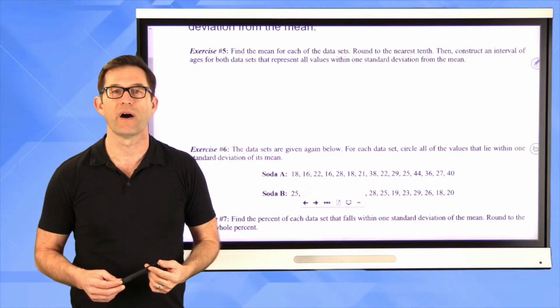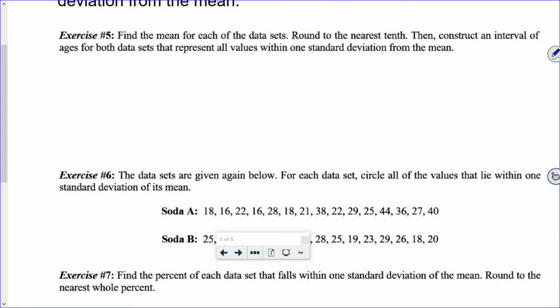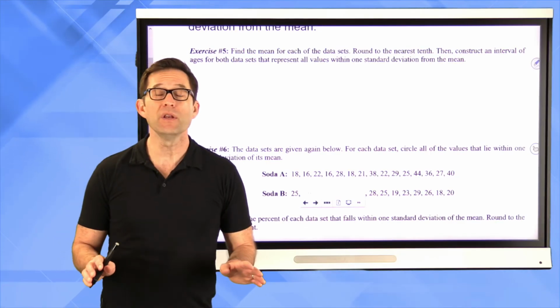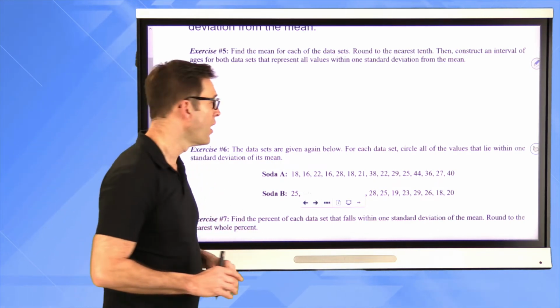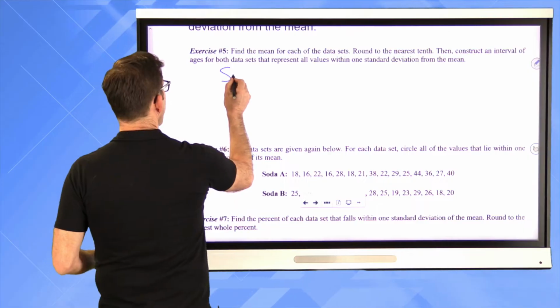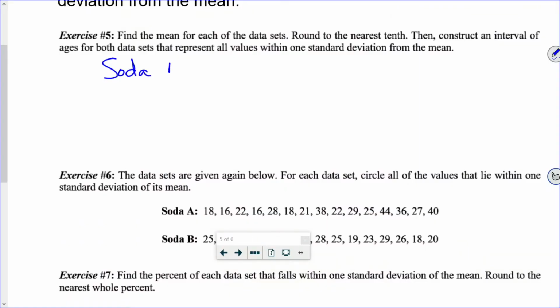But let's take a look at this question immediately in exercise number 5. Find the mean of each data set, finally, round to the nearest tenth. Then construct an interval of ages for both data sets that represent all values within one standard deviation of the mean. Okay, we're going to be doing this quite a bit in the next few lessons, so let's sort of take our time with this. Okay, let's make 2 columns. One for soda A, and one for soda B.